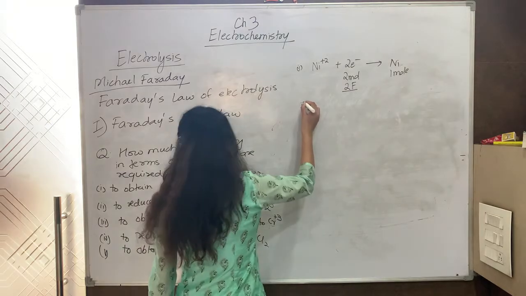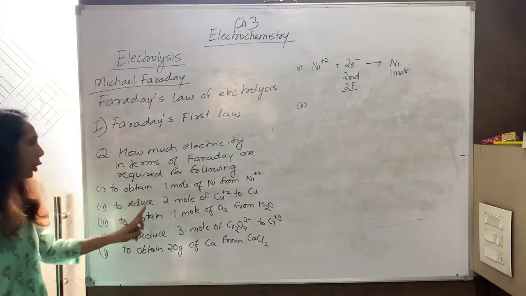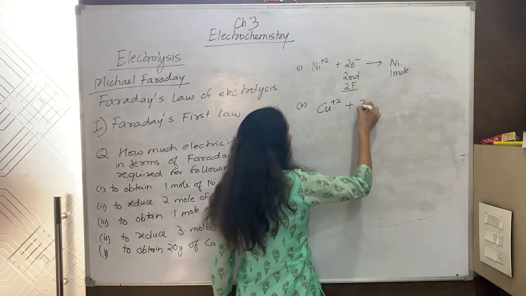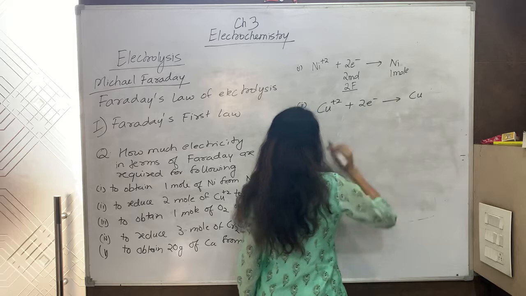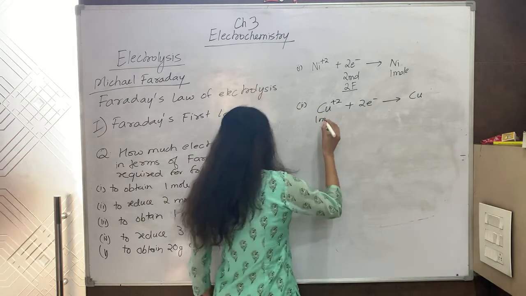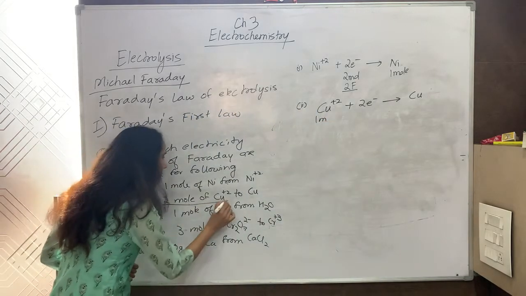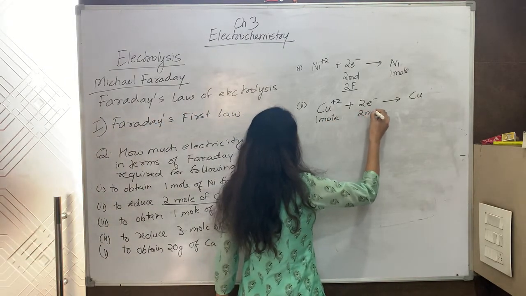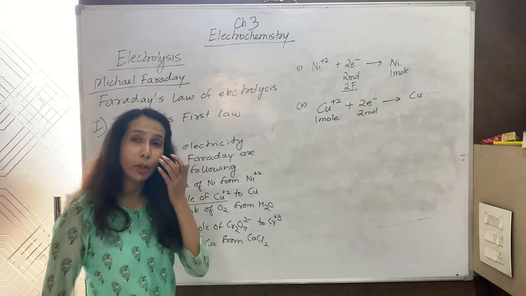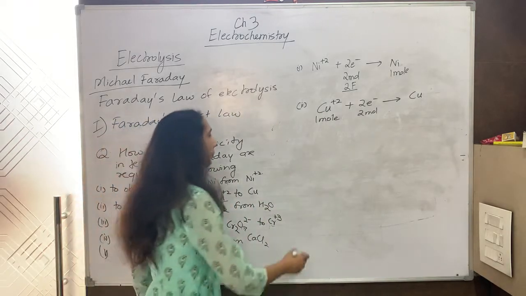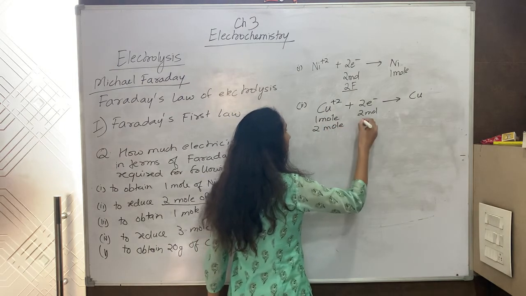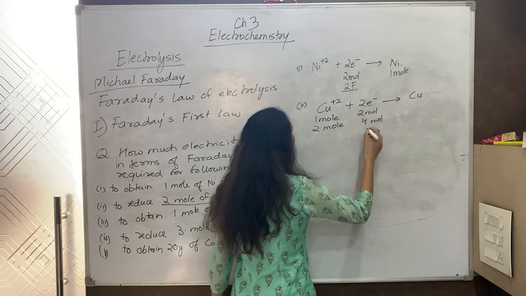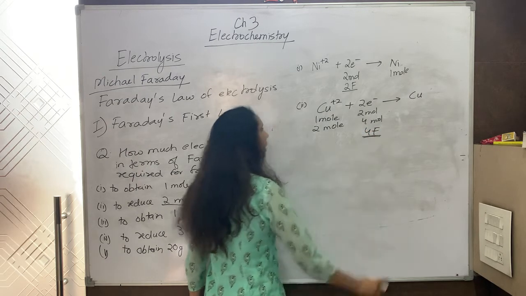Let us take the second. To reduce 2 mole of Cu+2 to copper. First I write the reaction, reduce Cu+2 to copper. Now you can see the amount given to us is of Cu+2. So I see here, 1 mole of Cu+2 requires 2 mole of electrons. The 2 mole will require 4 mole, and charge on 1 mole is 1 Faraday. 4 moles is 4 Faraday. So your answer is 4 Faraday.